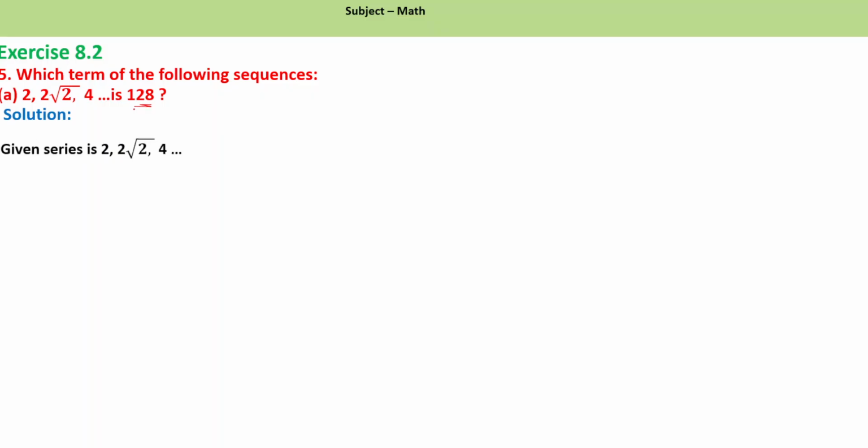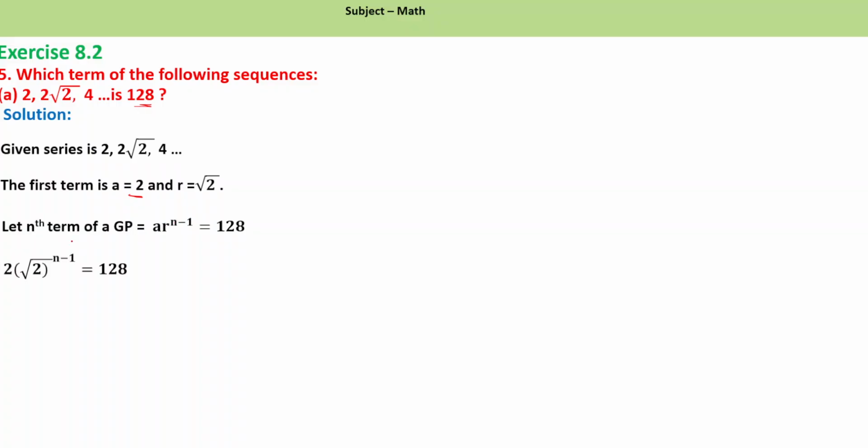Solution. Given series is 2, 2 root 2, 4. From this, the first term is A equals 2, and r is equals to root 2. Let the nth term of the GP be 128. That is, the nth term of a GP we know is A into r power n minus 1, that is equals to 128. Let us substitute A as 2 and r as root 2. That is 2 into root 2 power n minus 1 is equals to 128. That implies root 2 power n minus 1 is equals to 128 by 2 is 64.